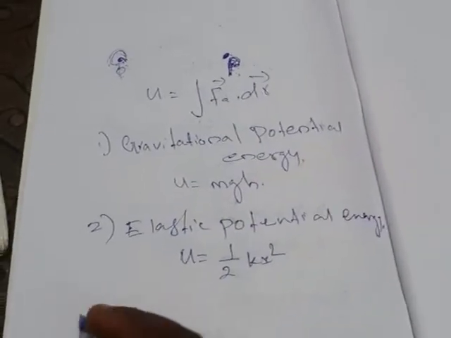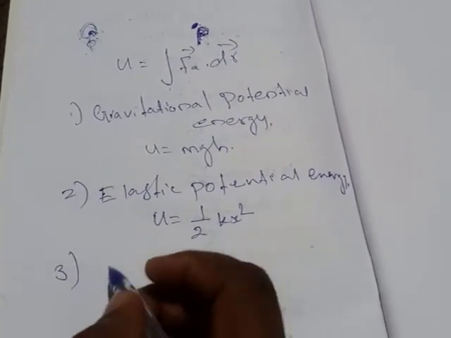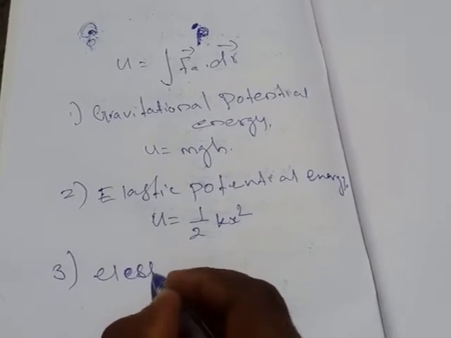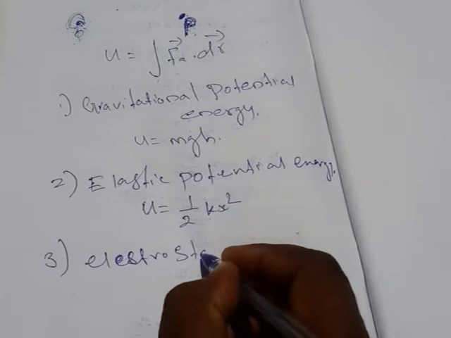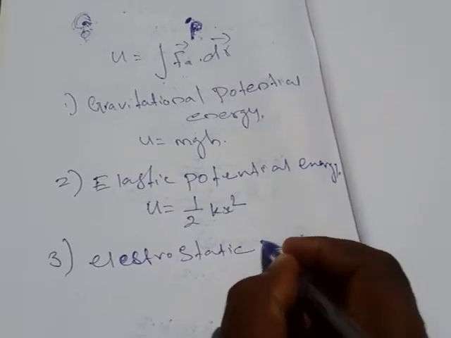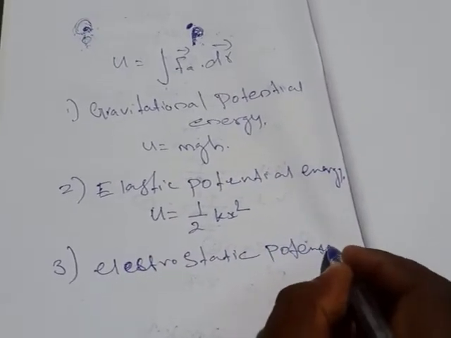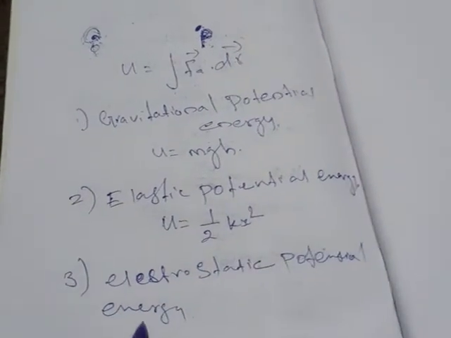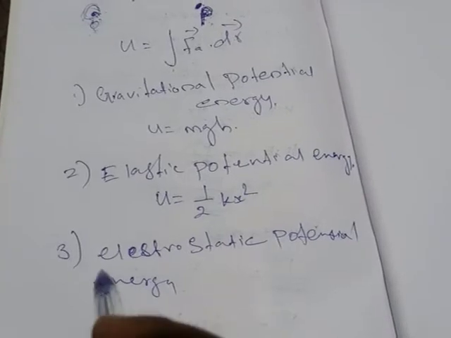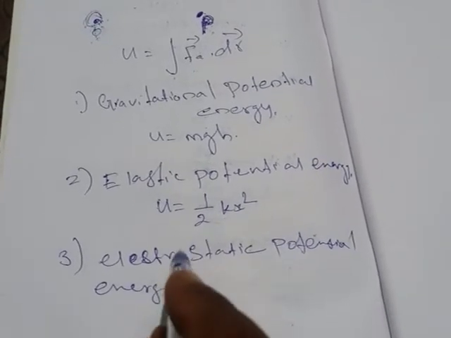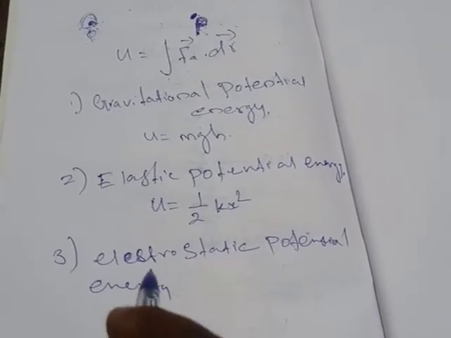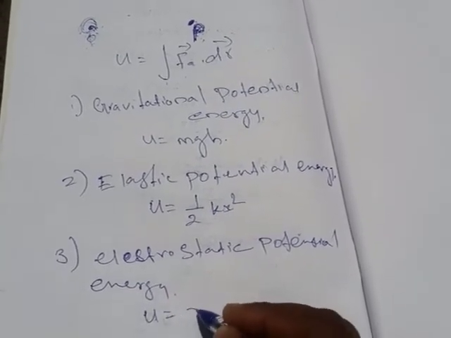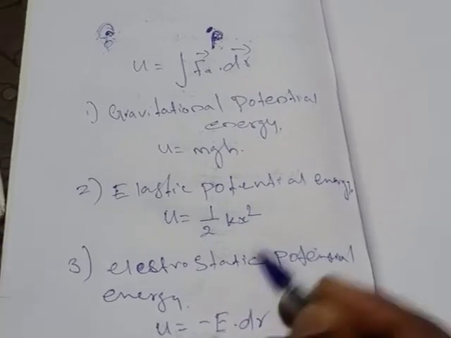The last type of energy given for you is electrostatic potential energy. What is electrostatic potential energy? The energy due to the electrostatic force on charges gives rise to electrostatic potential energy, and you can write U is equal to minus E dot dr.